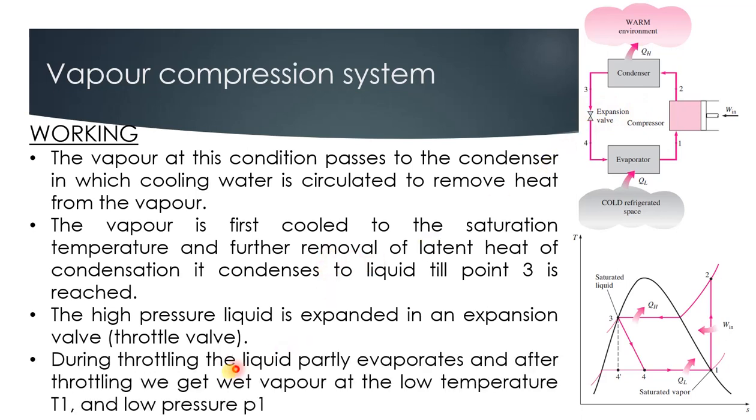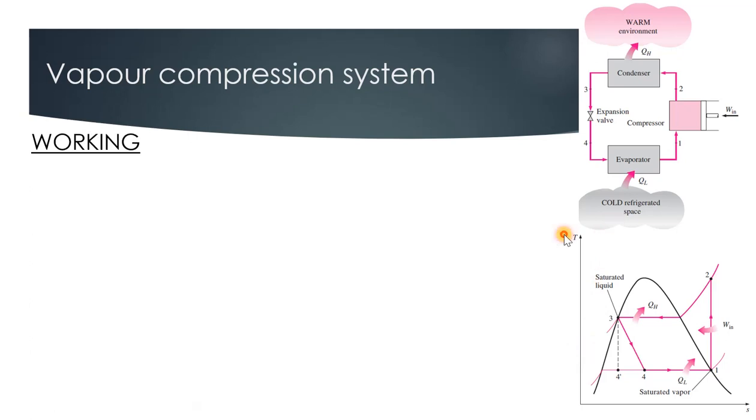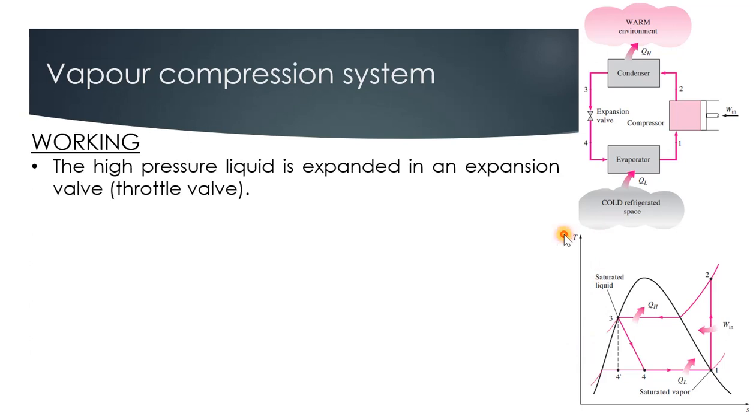And during this throttling or expansion process, the liquid partly evaporates, and after throttling we get a vapor at a lower temperature T1 and a lower pressure P1. ഓക്കെ, ത്രോട്ട്ലിംഗ് കഴിഞ്ഞ് കഴിഞ്ഞാൽ നമുക്ക് ഒരു ടെമ്പറേച്ചർ T1 അല്ലെങ്കിൽ പ്രഷർ P1 ഒരു ടെമ്പറേച്ചറിലുള്ള ഒരു വെറ്റ് വേപ്പർ കിട്ടും. ഓക്കെ, so after this throttling process or expansion process, the high pressure liquid is expanded in an expansion valve.